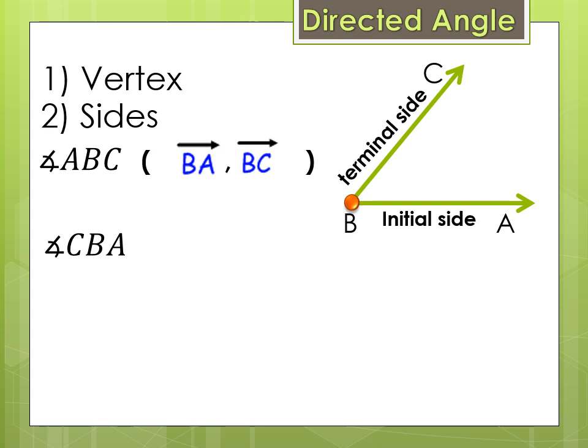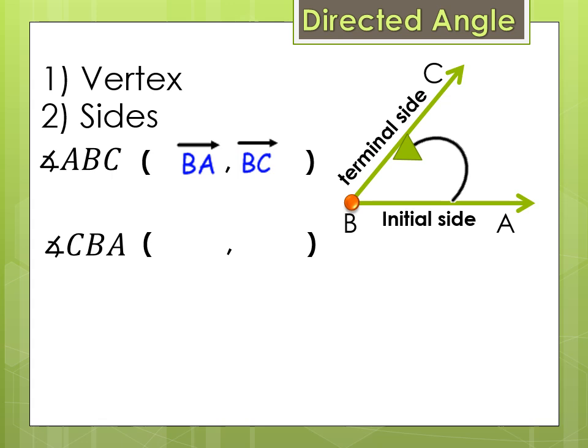Directed angle means you have an initial side and a terminal side. So first I need to write it in the form of a directed angle. The first side should be the initial, BA ray, and the second the terminal, BC ray. So the angle is written in this form. That means directed angle: BA is initial and BC is terminal side. Initial and terminal.